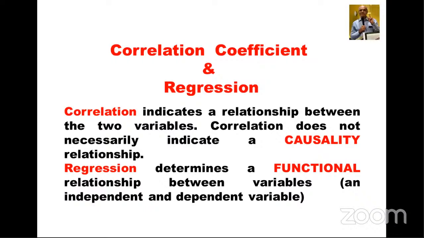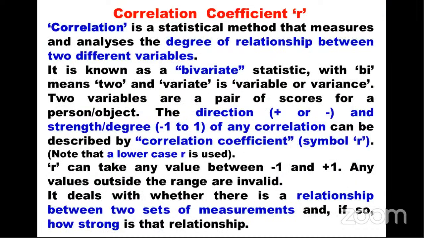Regression determines the functional relationship. Suppose y is equal to 2x plus 3. How are x and y related? Or y is equal to x square plus x cube minus xy plus this. So how x and y are related in that is a functional relationship. So regression indicates the functional things. Okay, so that's the difference between them.